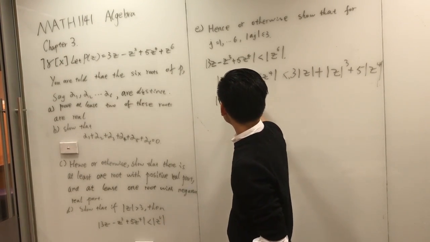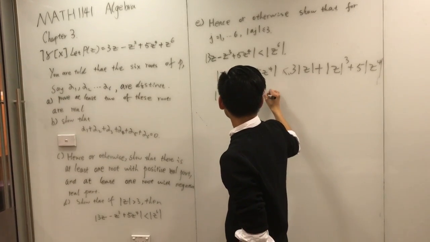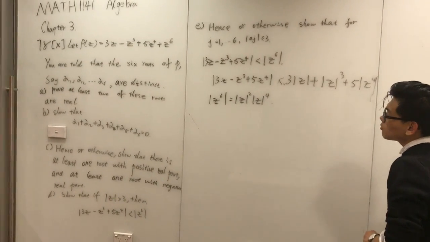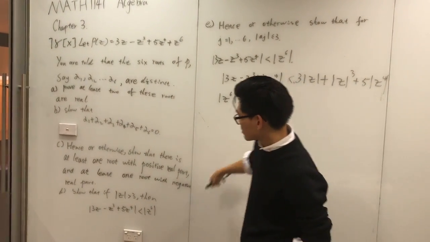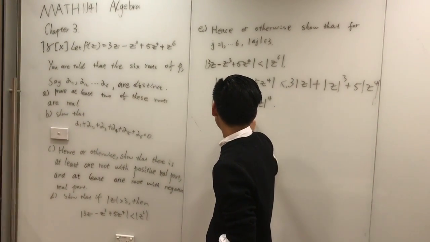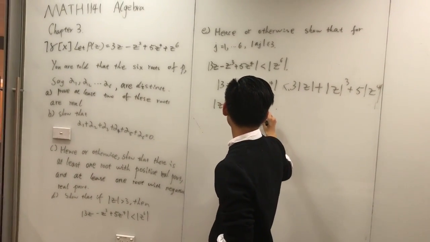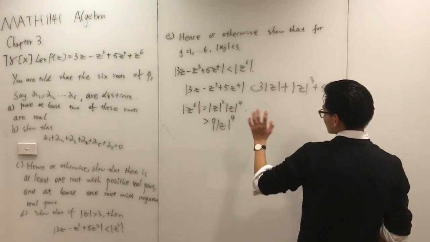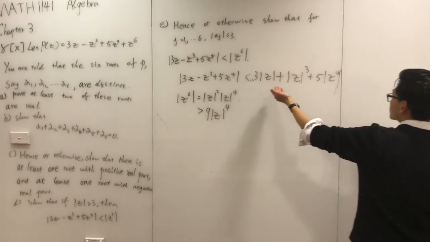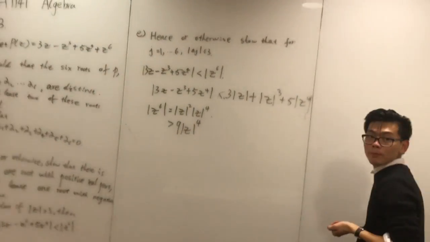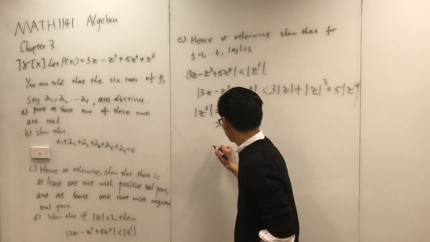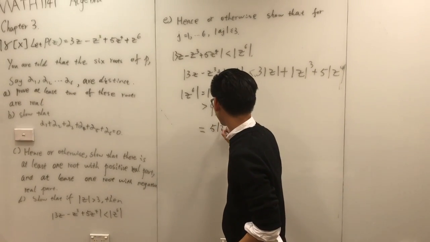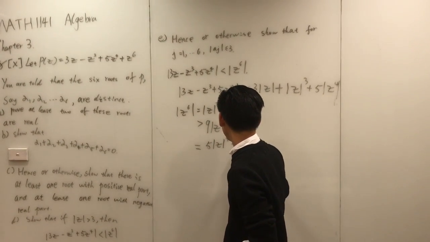|z|⁶ equals |z|² times |z|⁴. Right? And we know modulus z is bigger than 3, so |z|² is supposed to be bigger than 9. Now we just try to compute 9|z|⁴ into |3z| + |z³| + |5z⁴|. So we got 5|z|⁴ here, so we should have 5|z|⁴ here. Then we got 4|z|⁴ left.